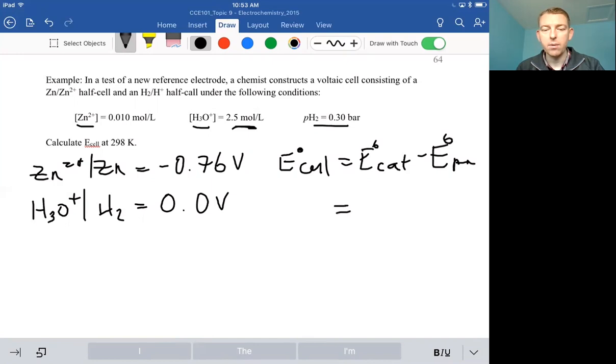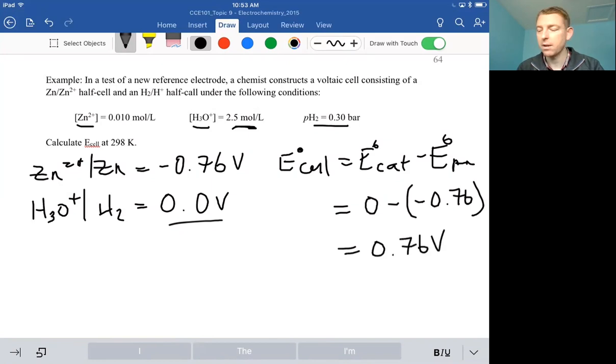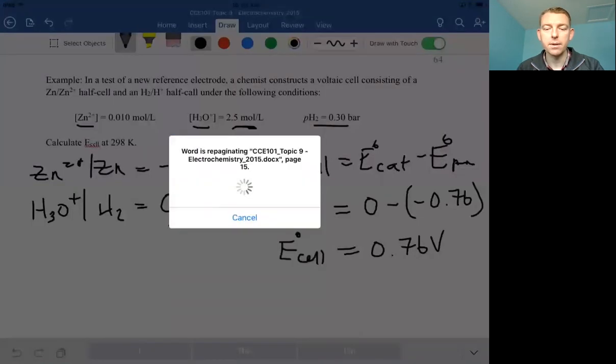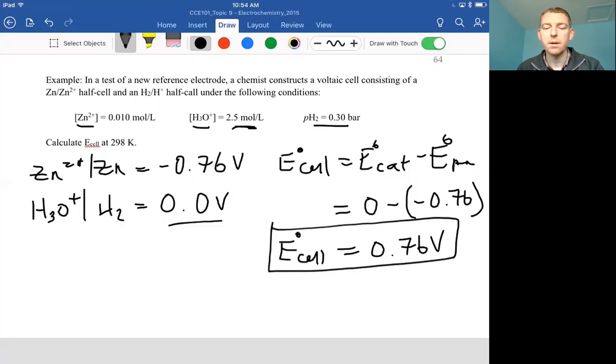And now we'll pick the most positive one to be the cathode. So that is our hydrogen standard at 0. So this is 0 minus negative 0.76, and we have our standard cell potential is 0.76 volts. Okay, so that's one element that we needed for the Nernst equation, and we'll carry on looking for others.